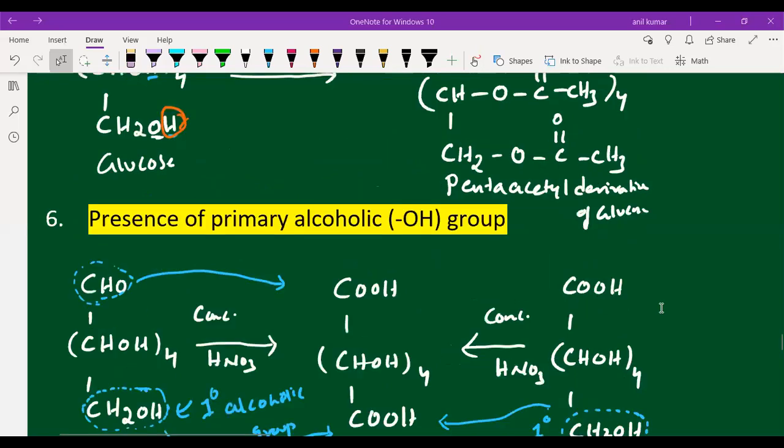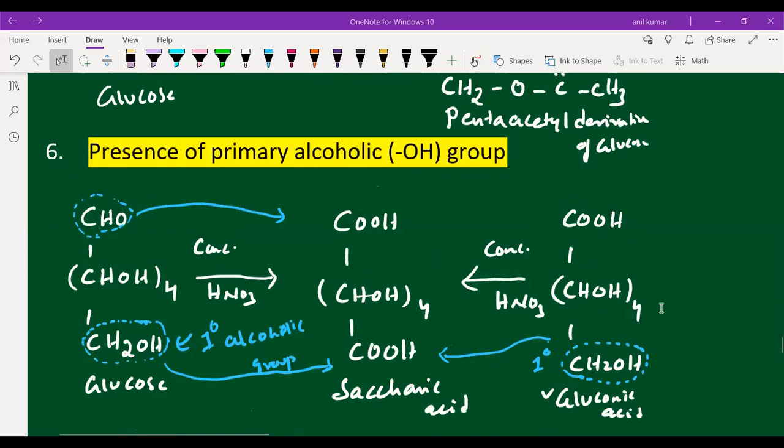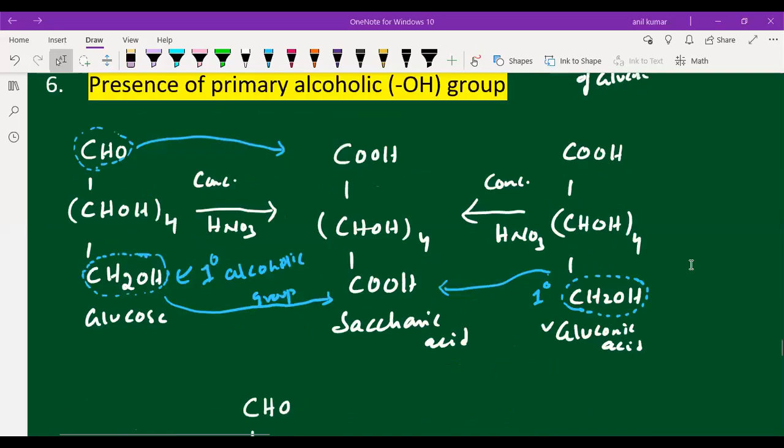And the presence of a primary alcohol group. So how have we confirmed the presence of a primary alcohol group? Glucose upon treatment with concentrated nitric acid, what are you going to get? You are going to get saccharic acid. So due to the formation of saccharic acid, we confirm that glucose has a primary alcoholic group.